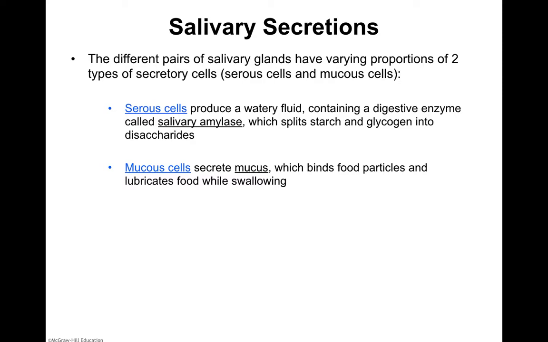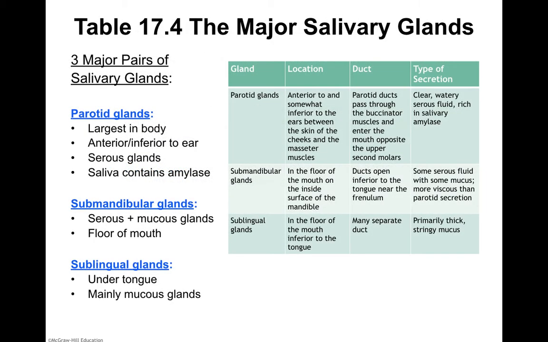So depending on which of the three salivary glands you're talking about, they will have more or less serous cells or mucus cells to vary the conditions of saliva in general. So the major ones are the parotid glands, which are the largest of the salivary glands in the body. They're anterior and below and behind the ears. They are mostly serous glands. Their saliva contains the enzyme amylase.